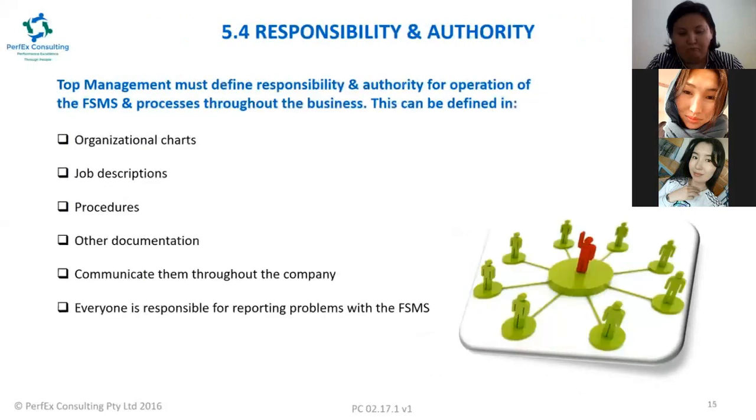Top management must define responsibility and authority for operation of the food safety management system and processes throughout the business. This can be defined in org charts, job descriptions, procedures, or any relevant documentation, and it must be communicated throughout the company. Everyone is responsible for reporting problems with the food safety management system.